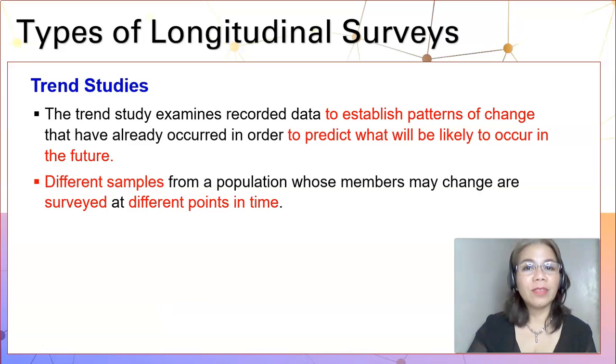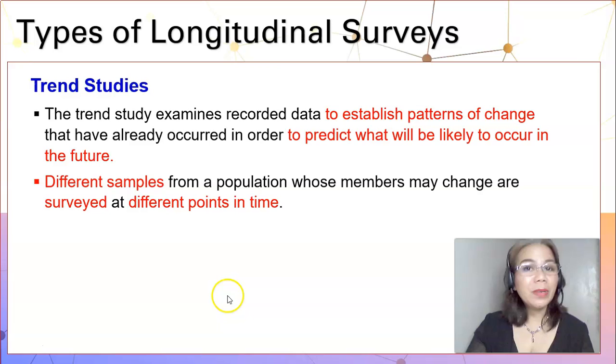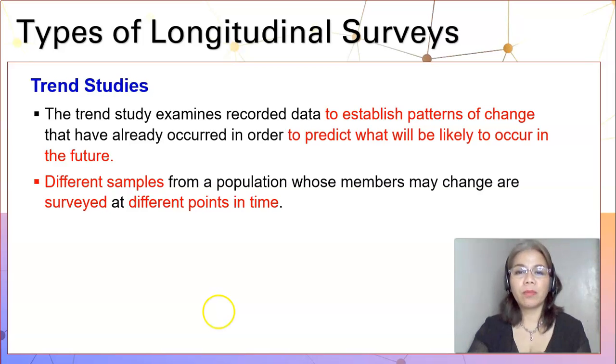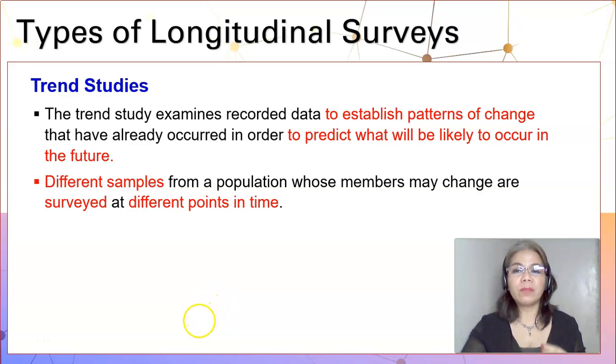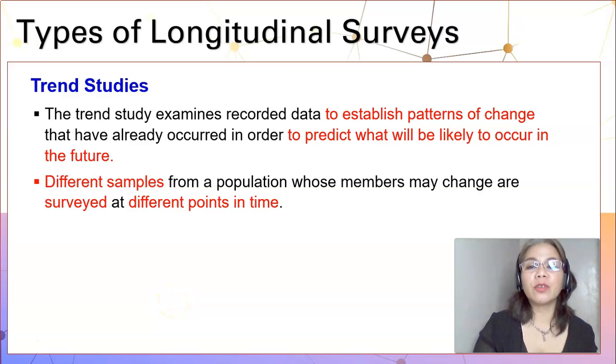Longitudinal survey has three different types. One is trend study, another one is panel study, and the other one is cohort study. We will start with the trend study. The trend study examines recorded data to establish patterns of change that have already occurred in order to predict what will be likely to occur in the future. So to do this, different samples from a population whose members meet change are surveyed at different points in time.